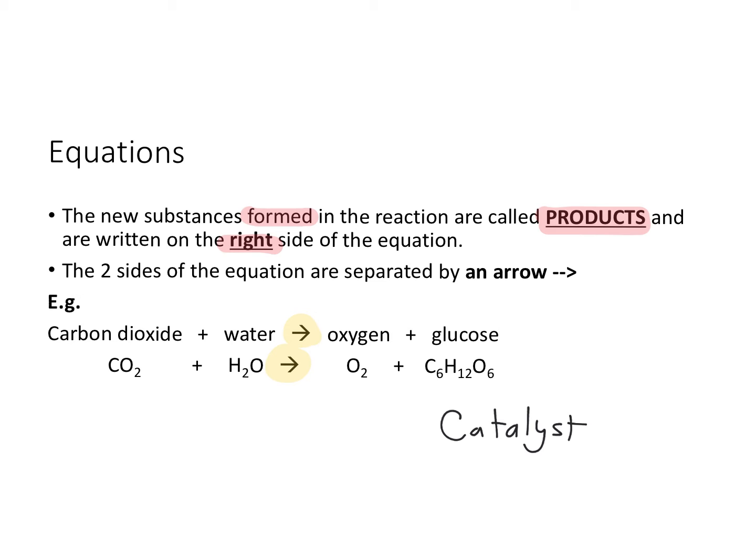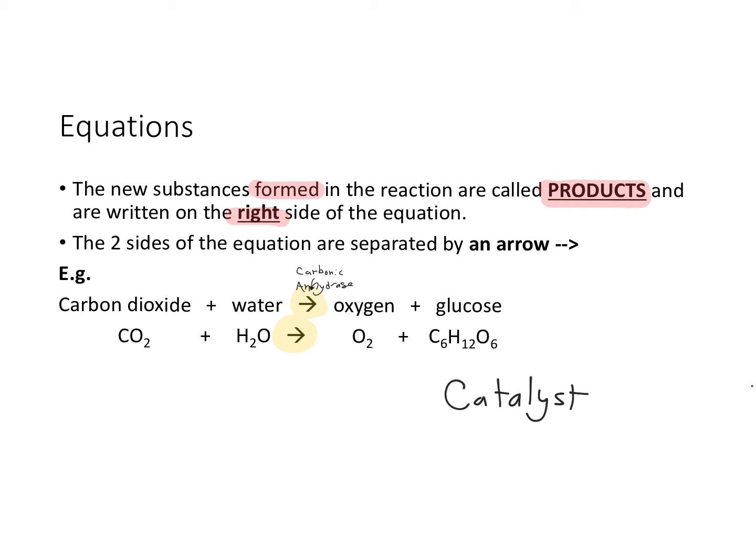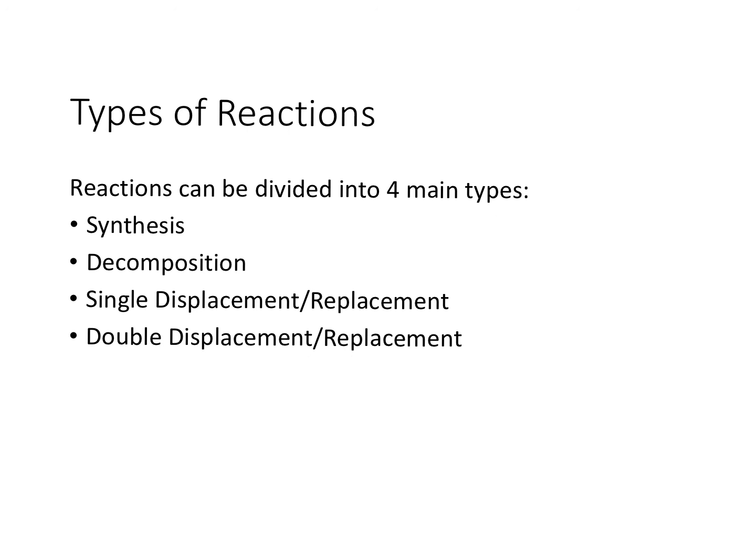So when we have a catalyst as part of a reaction, it's going to go here. So what I've written down is carbonic anhydrase. It's just an example of a catalyst, and by no means do you need to remember this term. But you can see that I have placed this carbonic anhydrase, the catalyst, over the arrow, and that just tells the reader that it is neither a reactant nor a product, but it still takes part in the reaction, sort of like an observer.